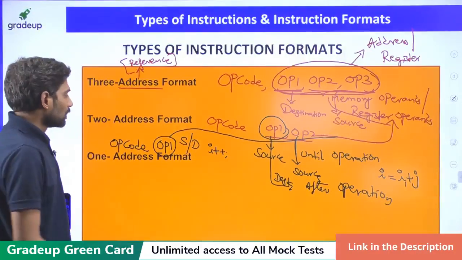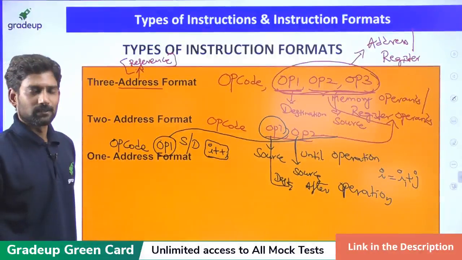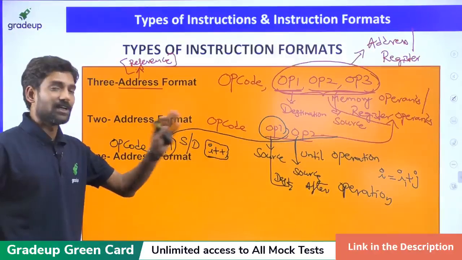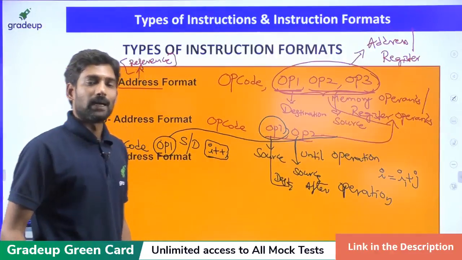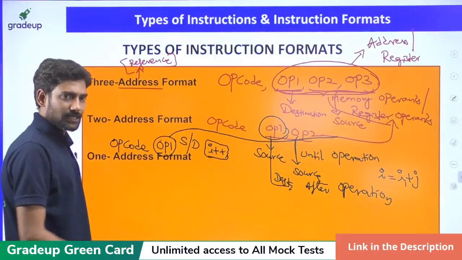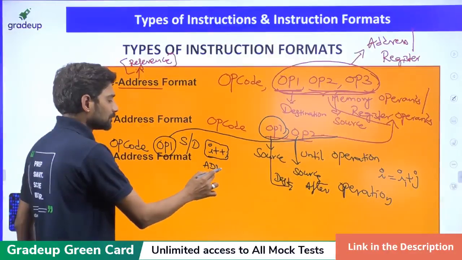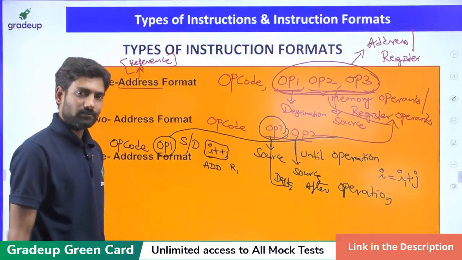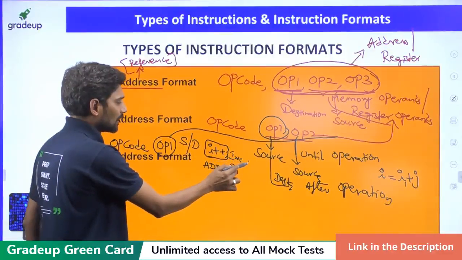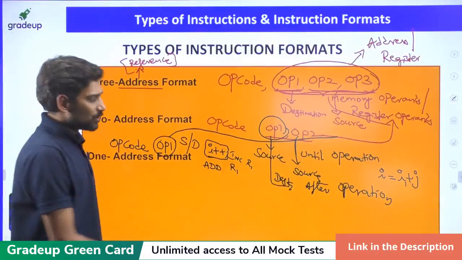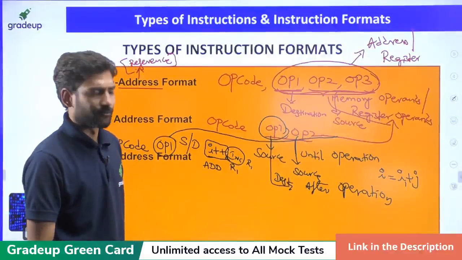Now, as this is just an increment operation, we say it's a unary operator. One operand is enough. But what if I write add R1? Like what is this? Increment R1. So if the opcode is like INC, yes, one operand is enough.